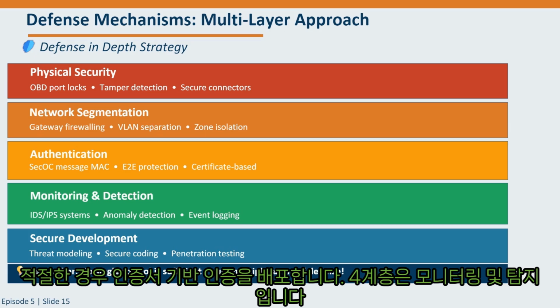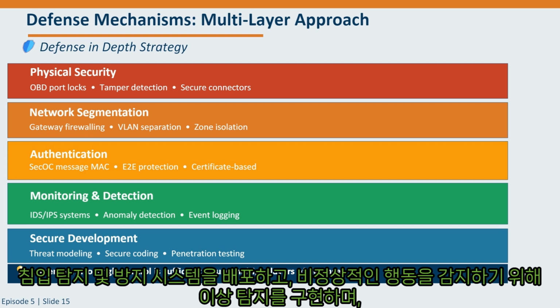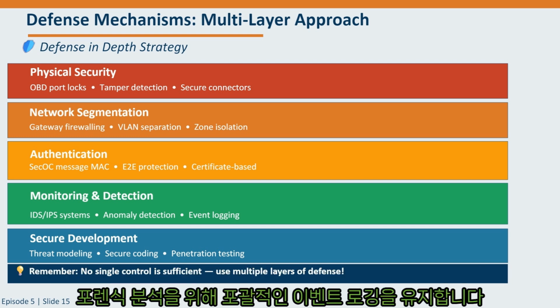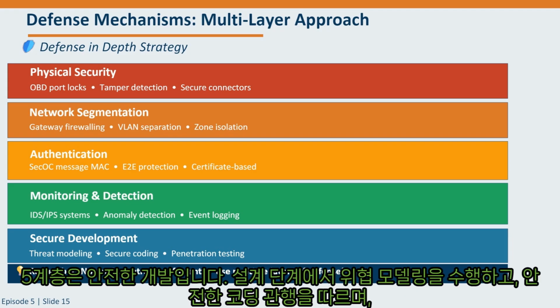Implement SecOC message authentication codes to verify message authenticity, use end-to-end protection for critical communication paths, and deploy certificate-based authentication where appropriate. Layer 4 is monitoring and detection. Deploy intrusion detection and prevention systems, implement anomaly detection to spot unusual behavior, and maintain comprehensive event logging for forensic analysis. Layer 5 is secure development.